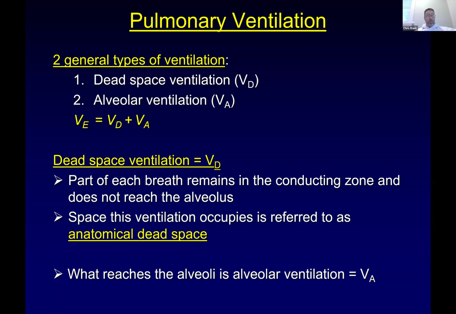Part of each breath remains in the conducting zone and doesn't reach the alveoli. We call that anatomical dead space. That's the upper portion, especially, of the pulmonary tract. And what actually reaches the alveoli is the volume of air that's going to have a real, meaningful output and ability for us. Okay.